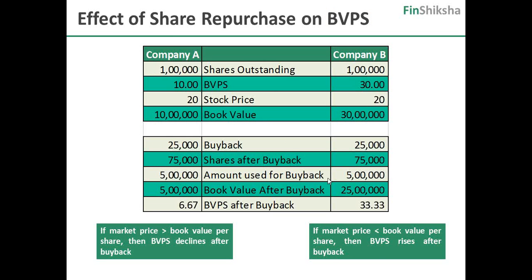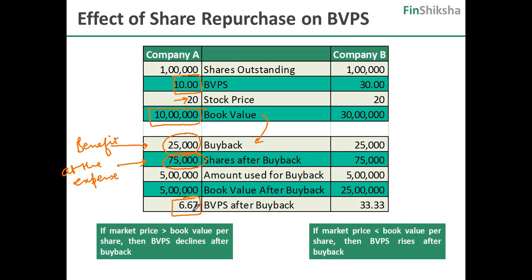And it's actually intuitive to understand this. Effectively, what happens in a buyback is that these 25,000 shareholders are getting the money, this book value, which the 75,000 shareholders were entitled to as well. So effectively, if the book value per share is lower than the market price, these 25,000 shareholders benefit at the expense of the other guys, because their cash got distributed to the other 25,000 guys. So effectively, they will end up with a lower book value per share after the buyback.